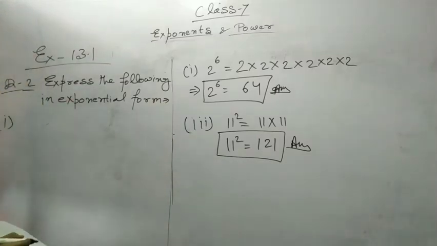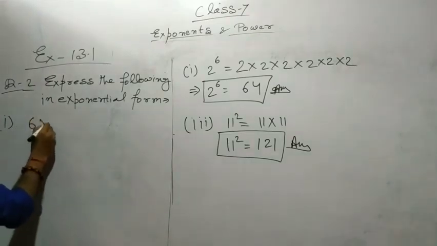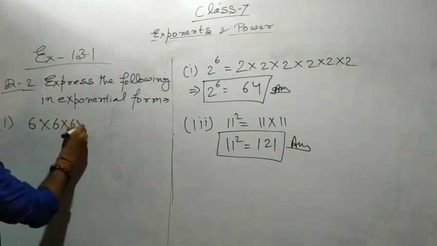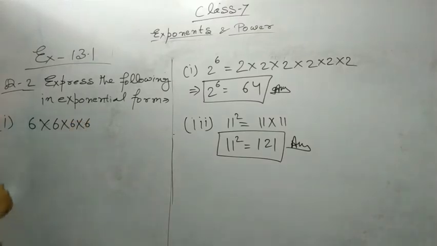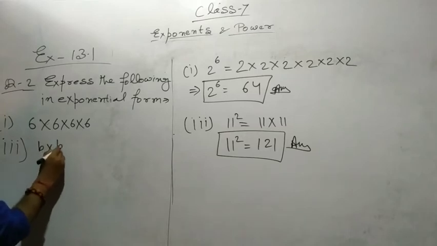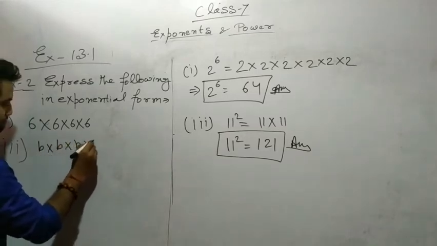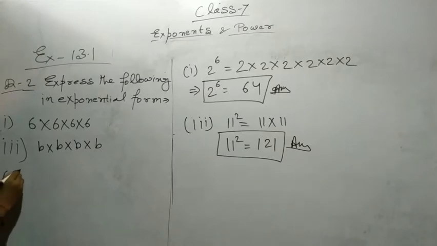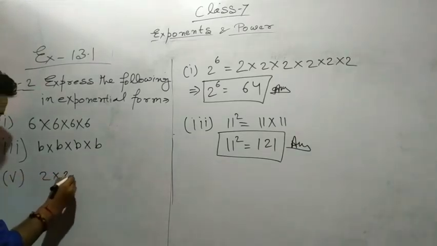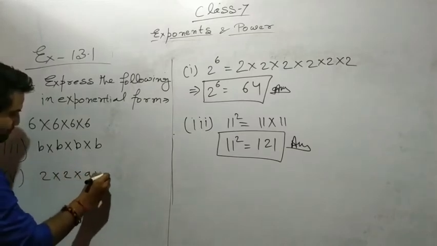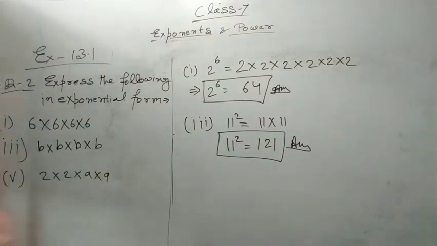The first one is 6 multiplied with itself 4 times. Third question is b multiplied to itself 4 times. And fifth question is 2 into 2 into a into a. So let's now try to solve these questions.